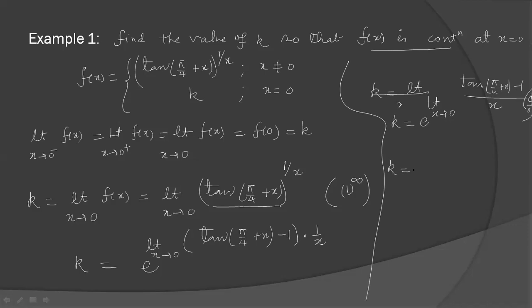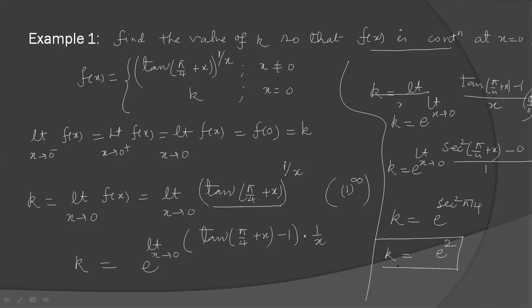0 by 0 case means you can apply L'Hospital rule or expansion method. L'Hospital means differentiate numerator and differentiate denominator. Both are differentiable functions, both have derivatives. So the derivative of tan(pi/4 + x) is sec square(pi/4 + x) with respect to x, and derivative of 1 is 0 and derivative of x is 1. Now you can put the limit x equal to 0, it will be sec square pi by 4, and sec pi by 4 is root 2, so the square will be 2. It means k will be e square, so that this function will become continuous.